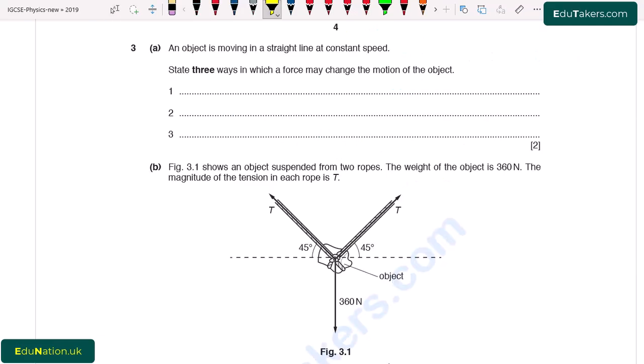Question number 3, part A. An object is moving in a straight line at constant speed. State 3 ways in which a force may change the motion of the object. So we have to state the 3 different ways in which a force can change the motion of the object. First of all, the object is moving with constant speed. So, when we apply a force, it may change the direction. First point is that it can change the direction.